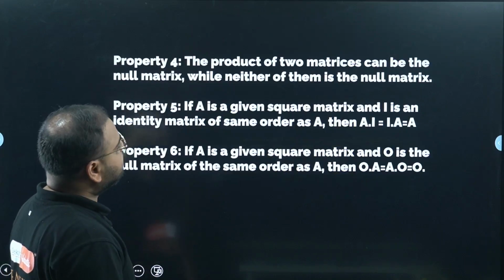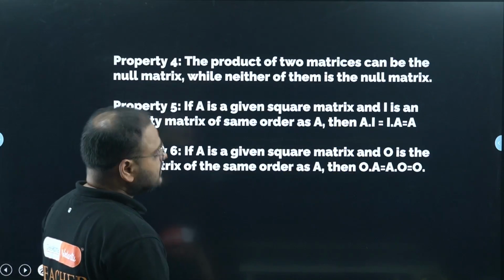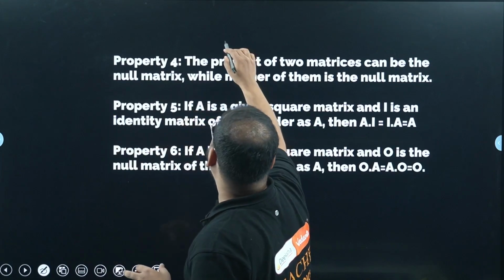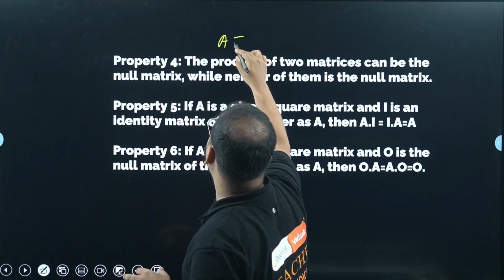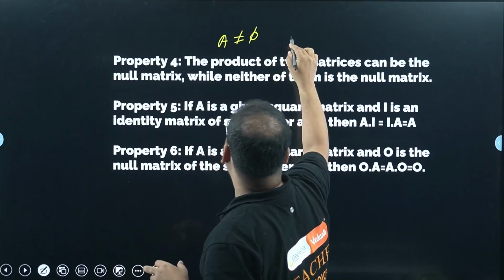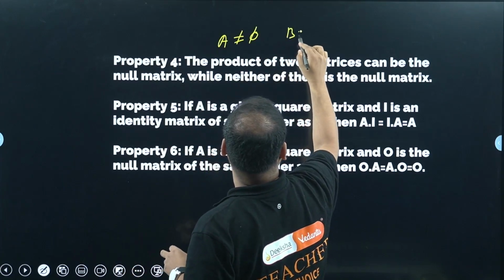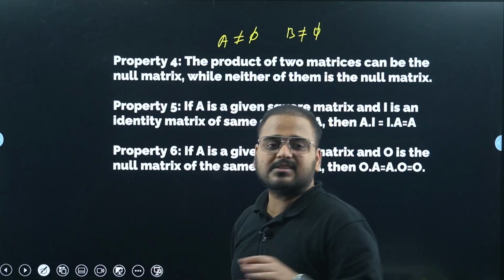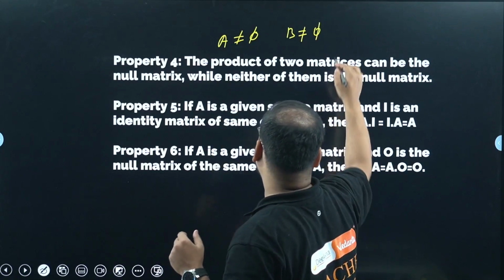Okay, property number 4. Let's say I have two matrices A and B, neither of which is equal to a null matrix. What is a null matrix, sir? A null matrix means all the elements are 0, nothing is there.